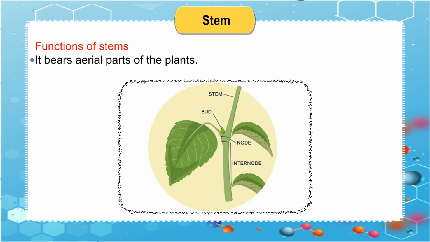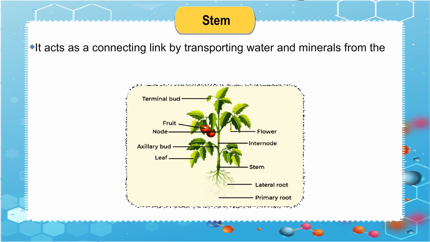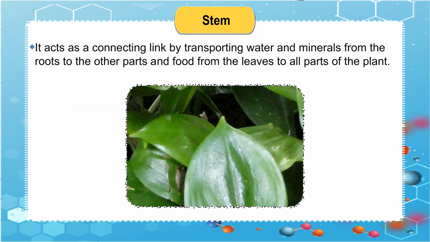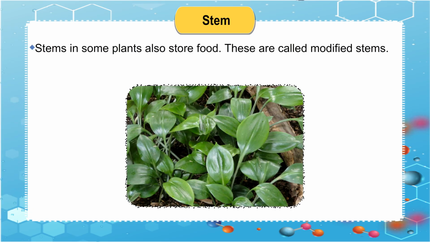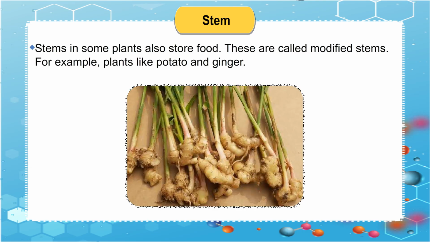Functions of stems. It bears aerial parts of the plants. It holds them upright so that the leaves get the maximum sunlight. It acts as a connecting link by transporting water and minerals from the roots to the other parts and food from the leaves to all parts of the plant. Stems in some plants also store food. These are called modified stems. For example, plants like potato and ginger.